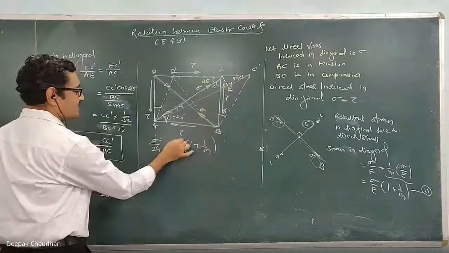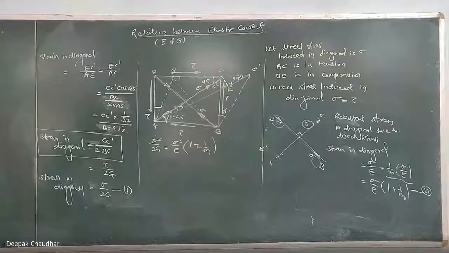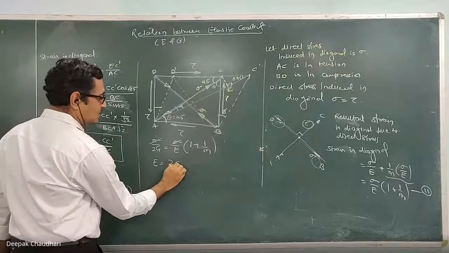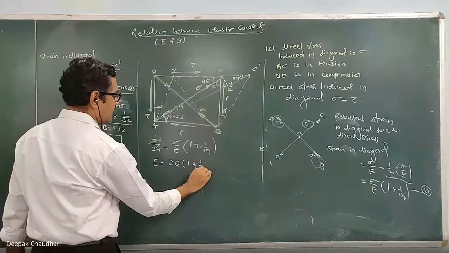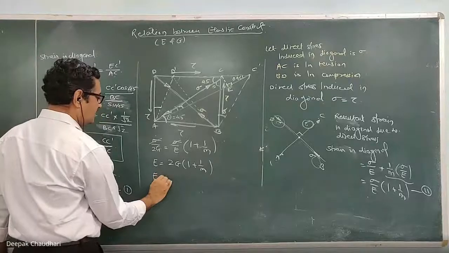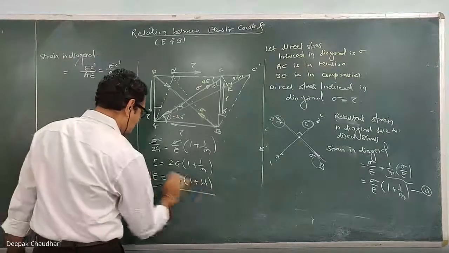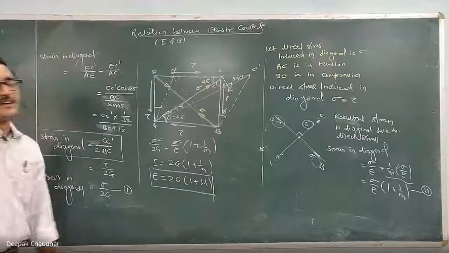So this sigma gets cancelled here, and you will get E equal to 2g into 1 plus 1 upon m, or 1 plus mu. E equal to 2g into 1 plus mu. This is the relation between modulus of elasticity and modulus of rigidity.